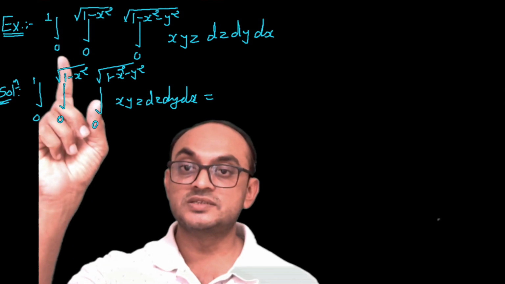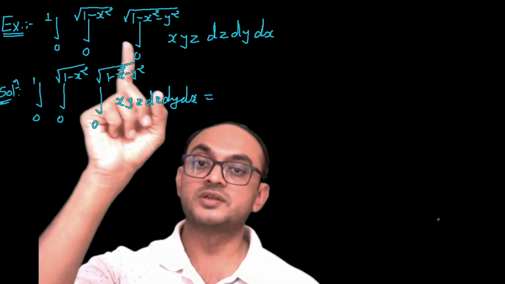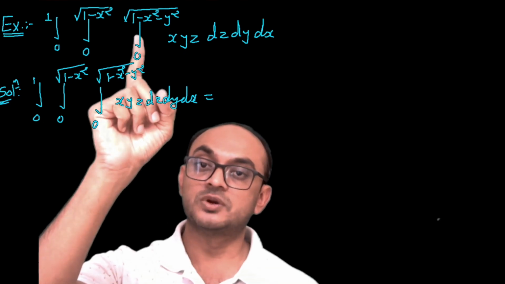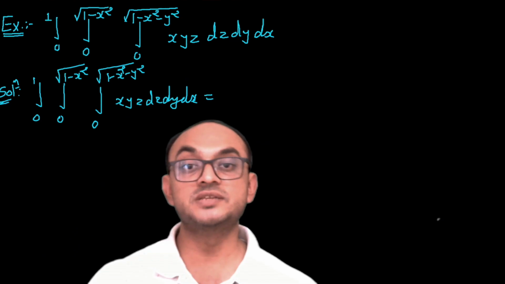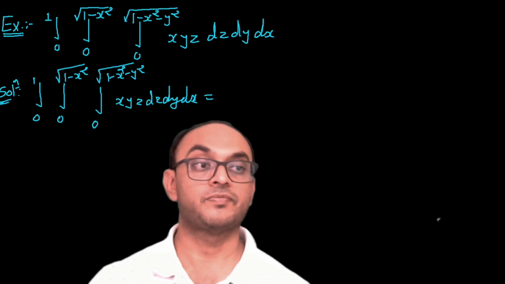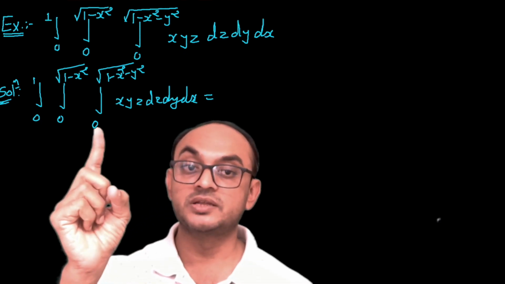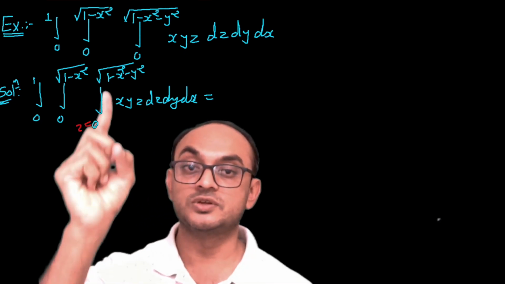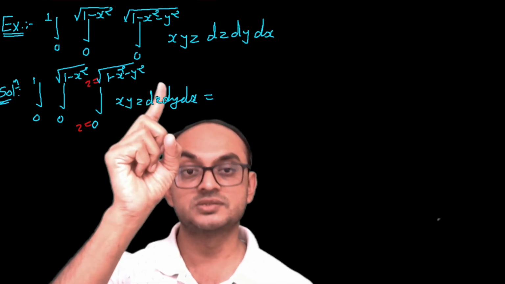The exercise is the integral from 0 to 1, integral from 0 to root of 1 minus x square, integral from 0 to root of 1 minus x square minus y square, of xyz dz dy dx. So the inner limit of z means z is equal to 0 to z is equal to under root 1 minus x square minus y square.